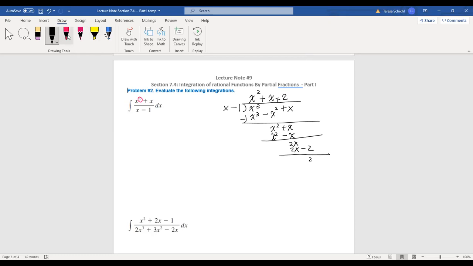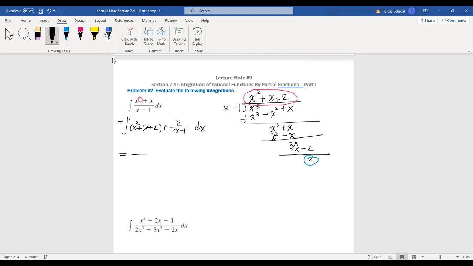So after the long division, I can rewrite the whole integral as the integral of x squared plus x plus 2, plus the remainder term, which is 2 over x minus 1, dx. We simplify the rational function into functions I know how to integrate.